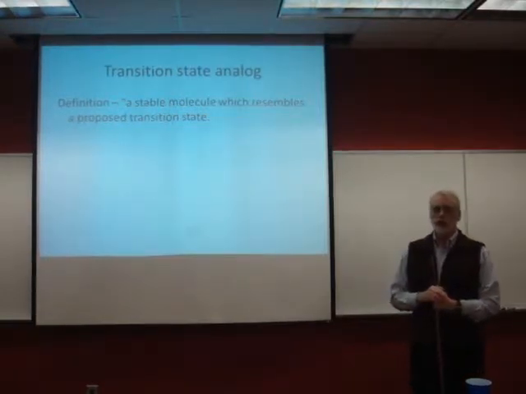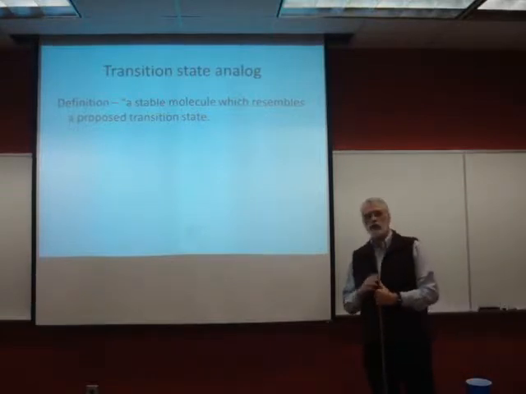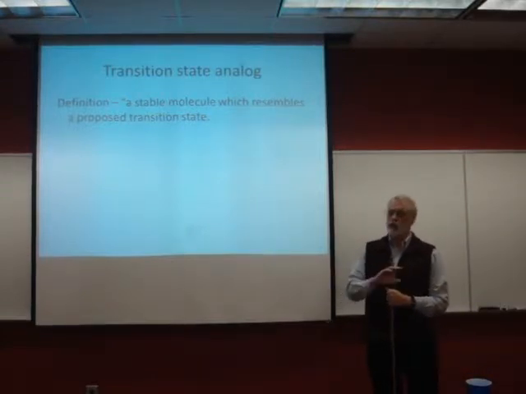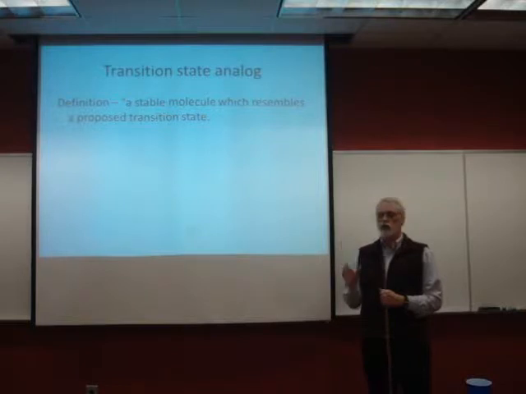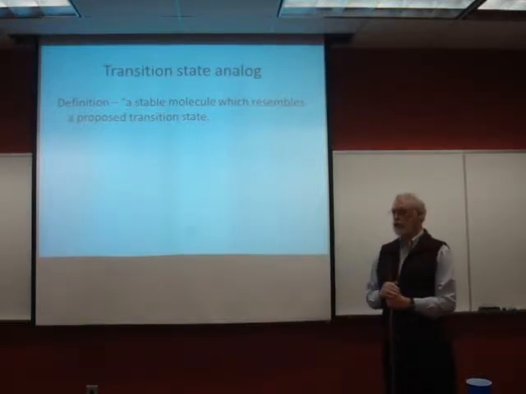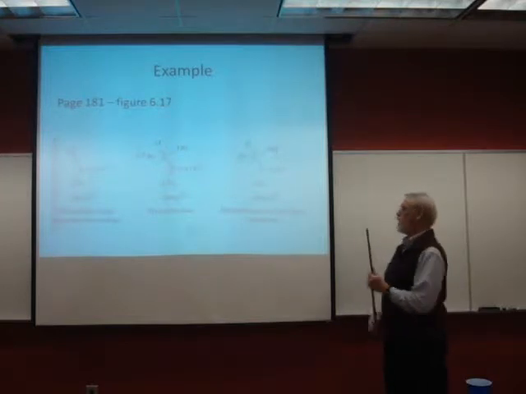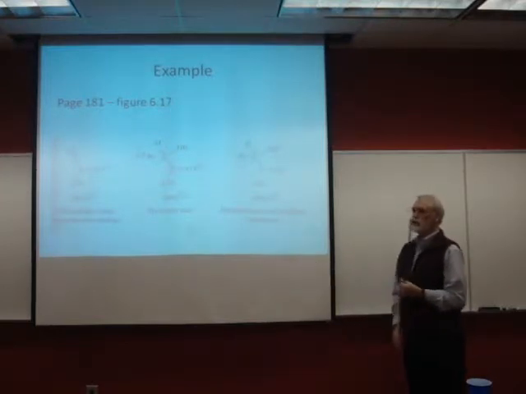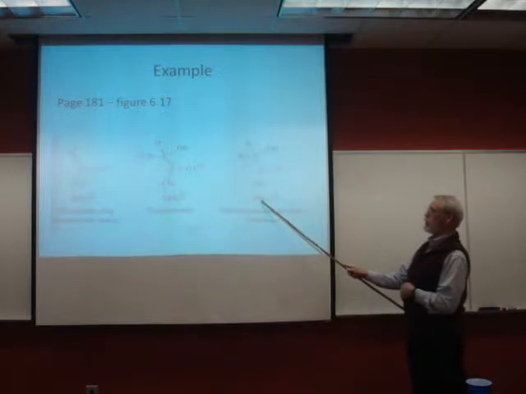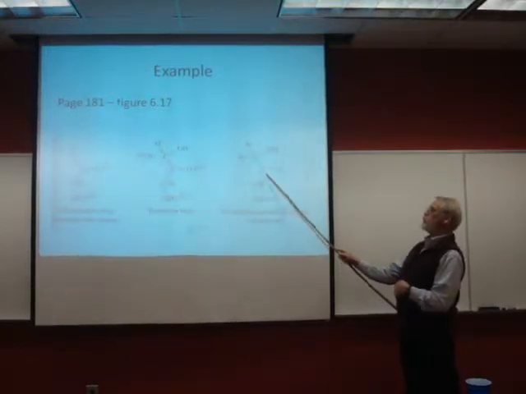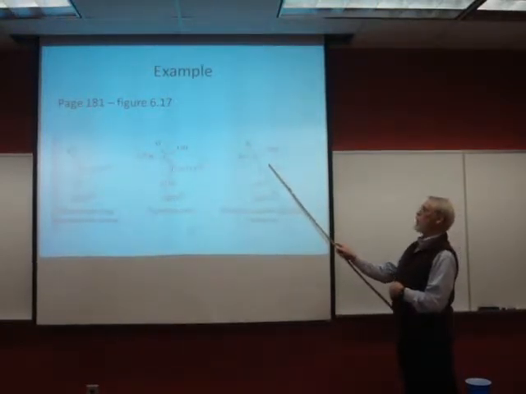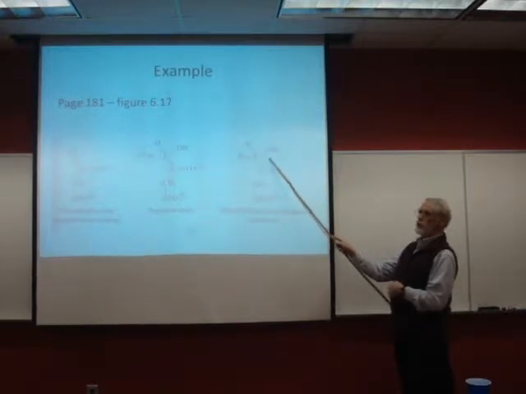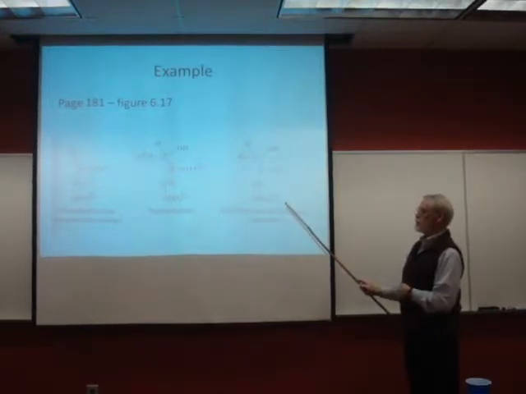Another thing we need to talk about is the transition state analog. And this is a stable molecule. It's not reactive, which resembles a transition state. So let's take a look at an example of this. All right, so now what we have is a substrate over here. And what's the critical thing? We've got a phosphate group, methylene group, carbonyl oxygen, and we have an R group sitting out here.